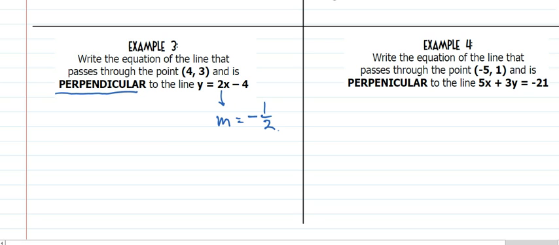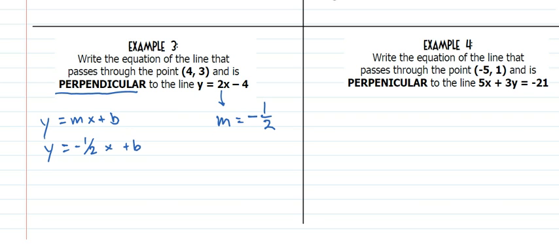-1/2. So in our equation, y equals mx plus b, we're going to have a slope of -1/2 x plus b. The same idea works here. This is our x, this is our y. Plug them into the equation. Plug in the 3 where the y goes.